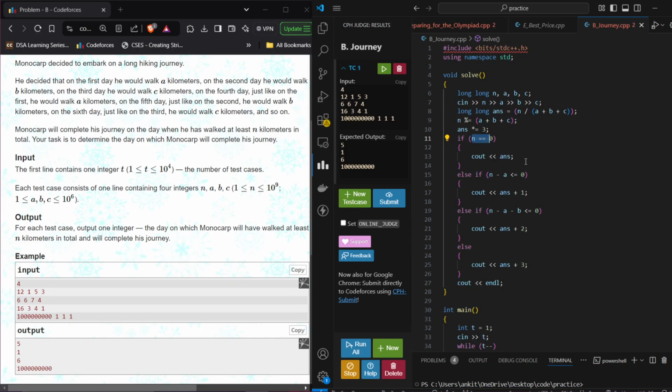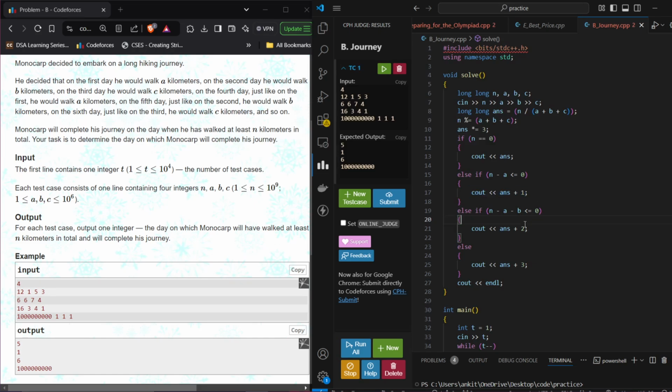Simple. But what if the leftover is not 0, and has some value? I quickly check whether subtracting a from my leftover makes it negative or equal to 0. If that's the case, answer plus 1 will be my answer, because I will walk one more day, and that day starts again with a. If it becomes less than or equal to 0, I'm done.